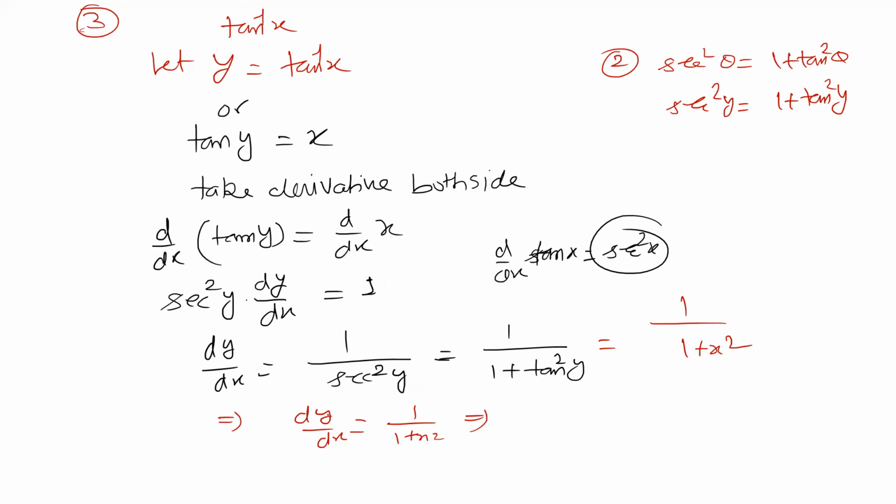So you can say that dy by dx is equal to 1 by 1 plus x square. You can also write what is the value of y, tan inverse x. Then the derivative of tan inverse x is equal to 1 by 1 plus x square. This is my final answer. Okay. So let us start the fourth question.